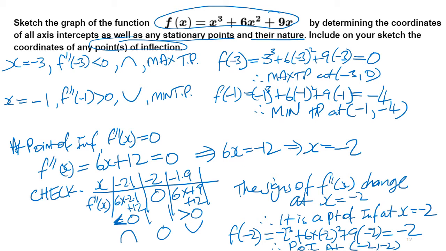Alright, so now we have all the important information that we need. We have found the maximum turning point, we have found the minimum turning point, and we have found the point of inflection. And from the previous slide, we also have found the x-intercept and the y-intercept. We should be able to draw our graph. On the next page, I'm going to show you how to draw it.